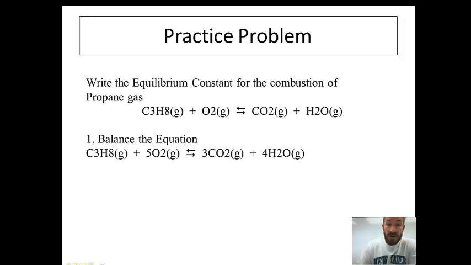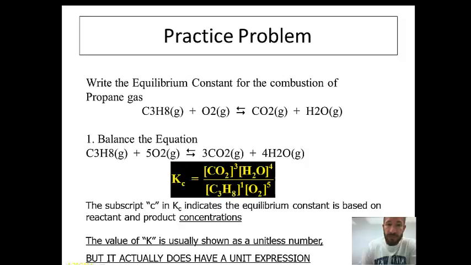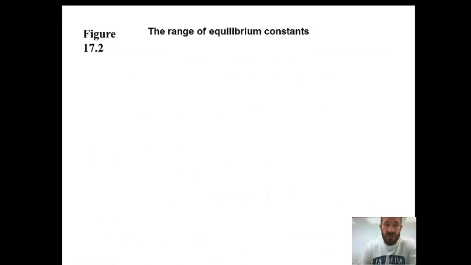So if you balance the reaction, hopefully this is what you came up with, a balanced reaction. And hopefully that was a final number unit. If you notice that for one of the reactants, the propane, C3H8, I put a 1, but you can actually leave that out of there. So notice the carbon dioxide cubed times the concentration of water to the fourth, and all that's divided by the concentration of propane times the concentration of oxygen to the fifth. So the subscript C, the Kc, indicates concentrations. The value K is usually shown as a unitless number, but it actually does have a unit expression. We just usually don't use those.